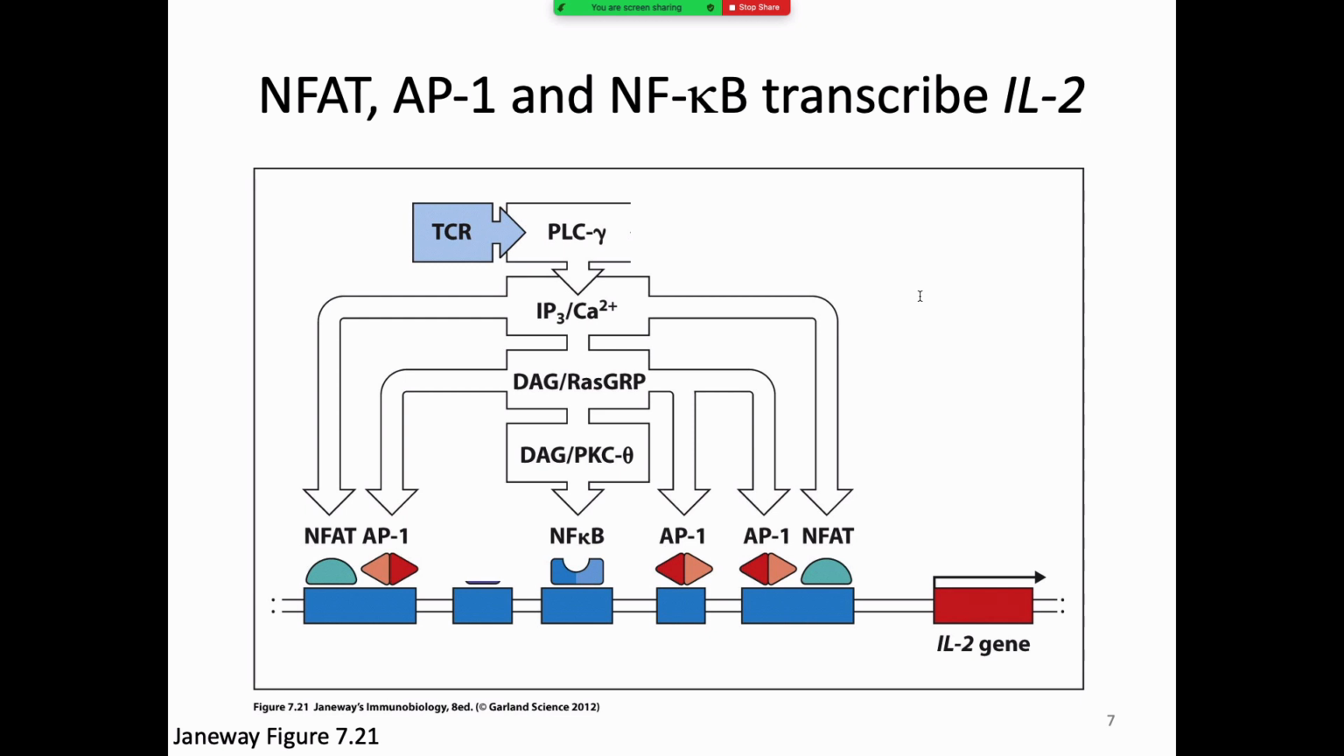In order to get IL-2 transcribed, you need to turn on 3 transcription factors. Again, our goal with the signaling that we see today is to get these 3 transcription factors. If you only have 2 of them, you don't make IL-2. You've got to get all 3. So we're going to see how we get to all 3. Those 3 transcription factors are called NFAT, AP1, and NF-kappa B. And so we are going to see the activation of NFAT, AP1, and NF-kappa B in this process today.